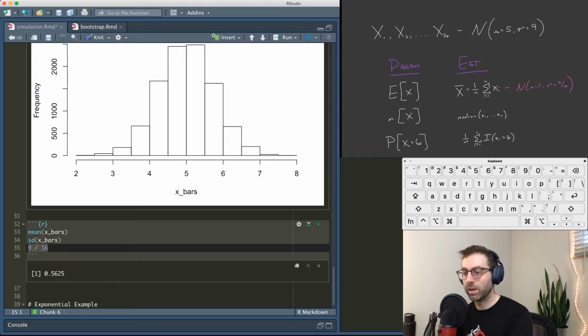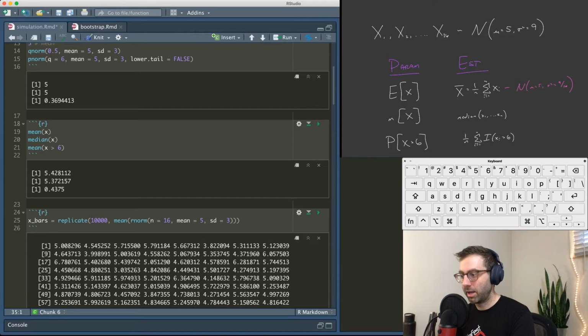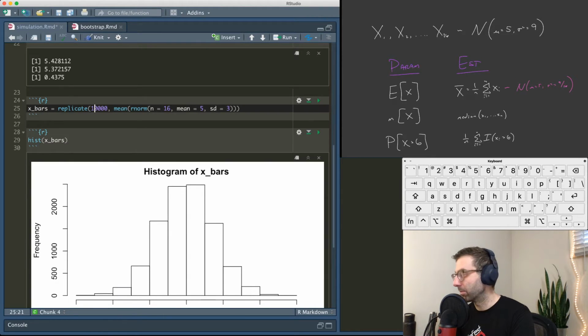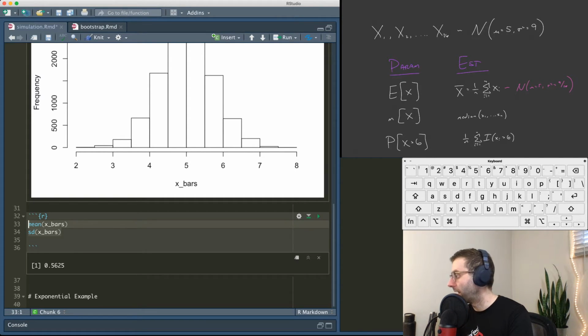And what you need to realize is that if we made this number bigger and bigger and bigger, these numbers would become closer and closer to the true values of the parameters, 5 and 9 over 16, for the x bar.